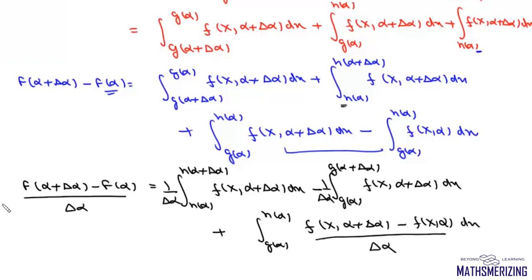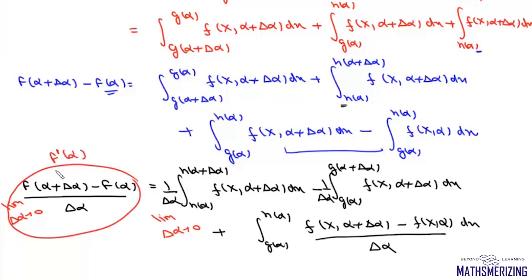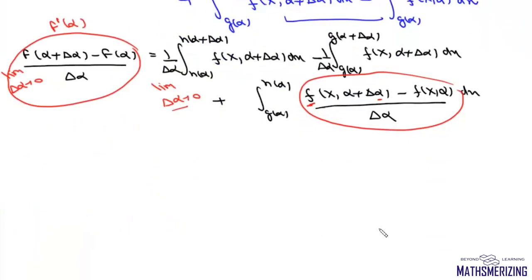Now what I'll also do is I'll take this limit delta alpha tends to 0. Now when the limit delta alpha tends to 0, then this expression is nothing but f dash alpha, that is the derivative of this integral function. Now if we look at this third integral, then this limit delta alpha tends to 0 of f(x, alpha plus delta alpha) minus f(x, alpha) upon delta alpha dx, this is nothing but the partial derivative of f with respect to alpha.